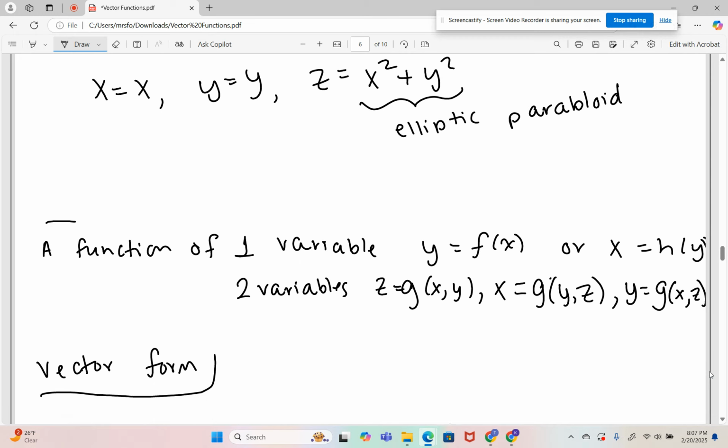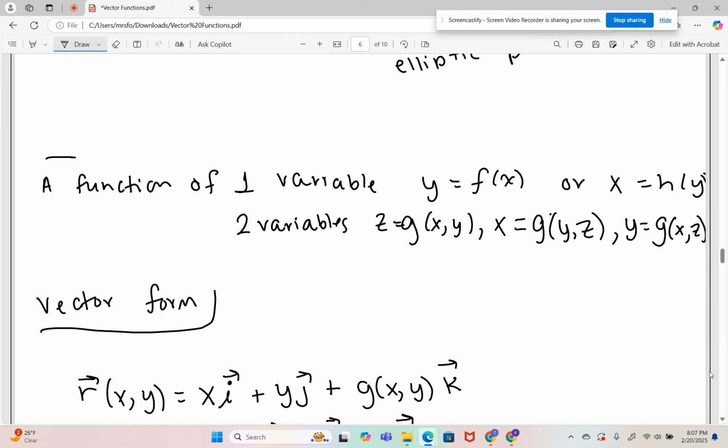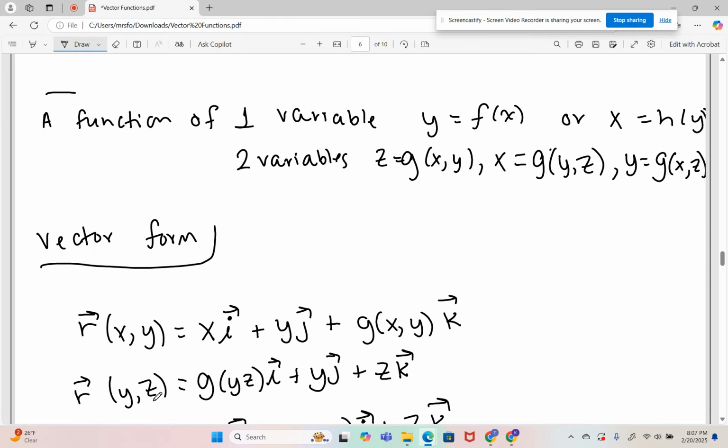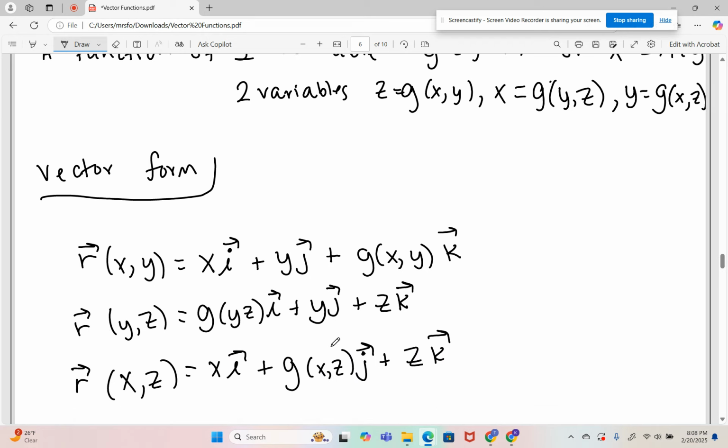So let's look at this in vector form. So r of x, y, the function of x, y would be your z. So notice g of x, y replaced my z. g of x, y replaced my z. Function of y, z, that's going to be our x. So g of y, z replaced my x. So then my last one is we'll look at x, z. So a function of x, z would replace my y.